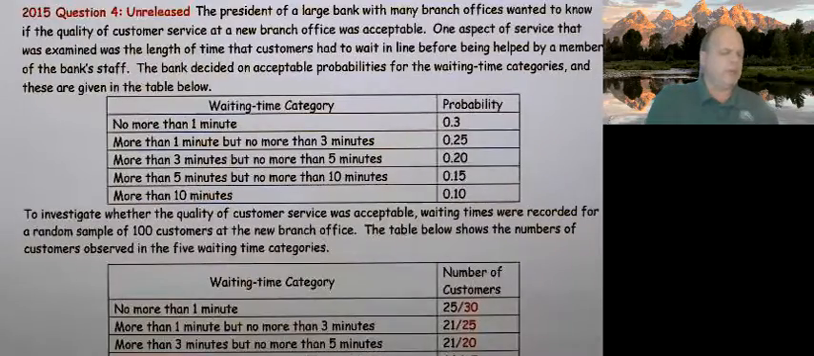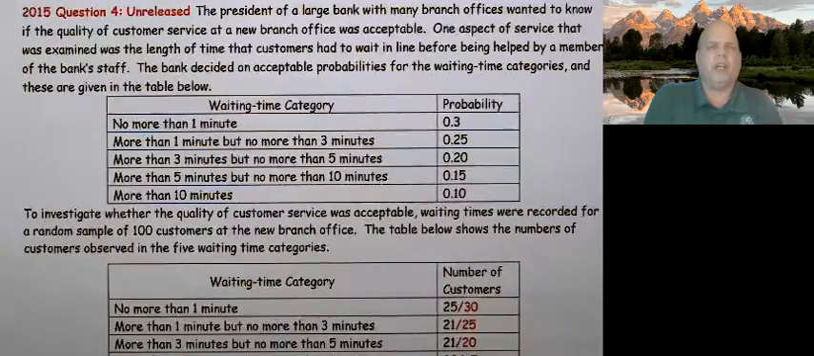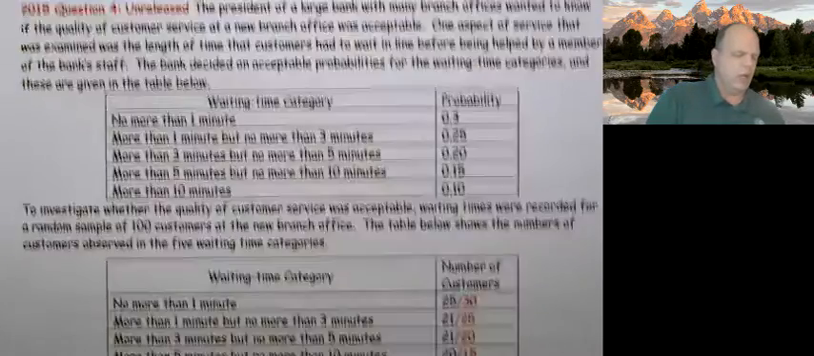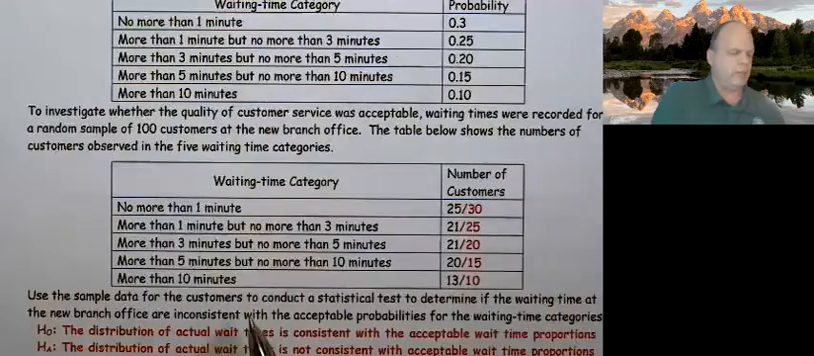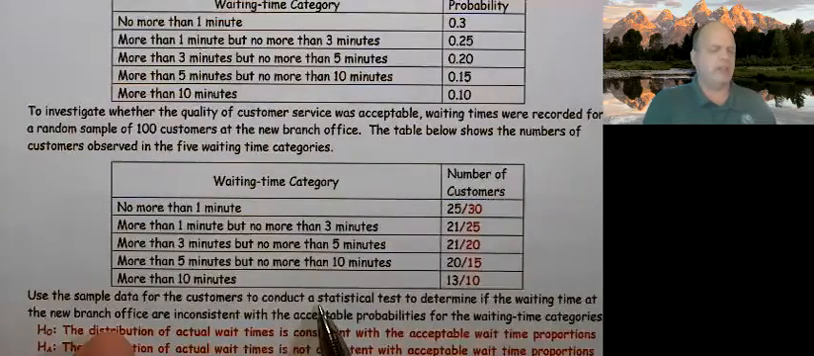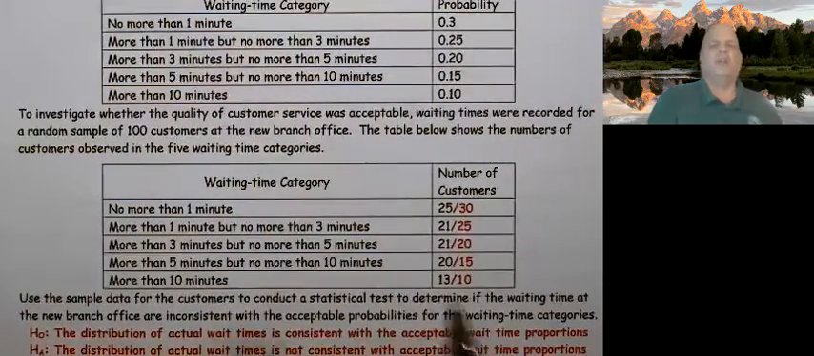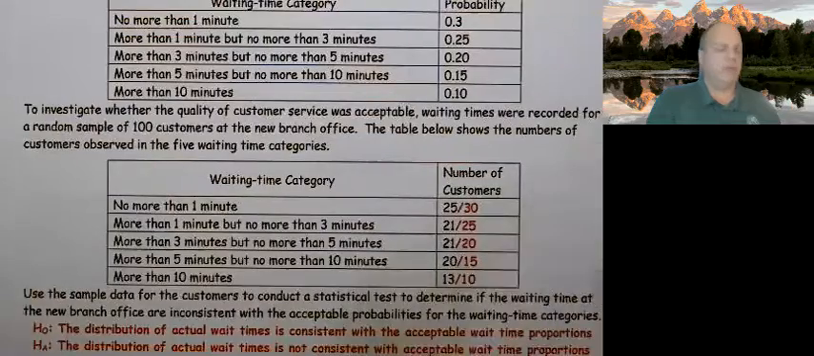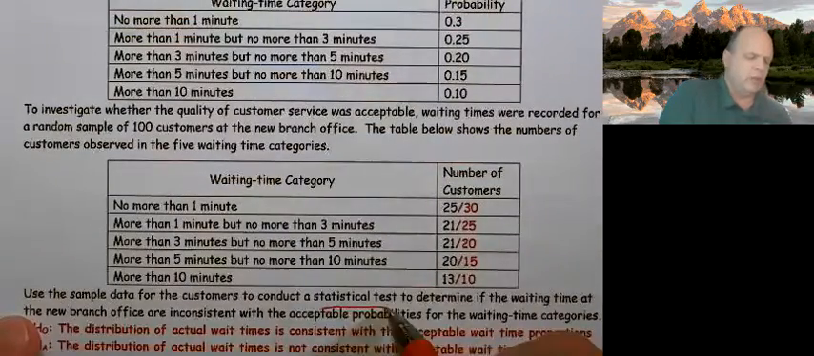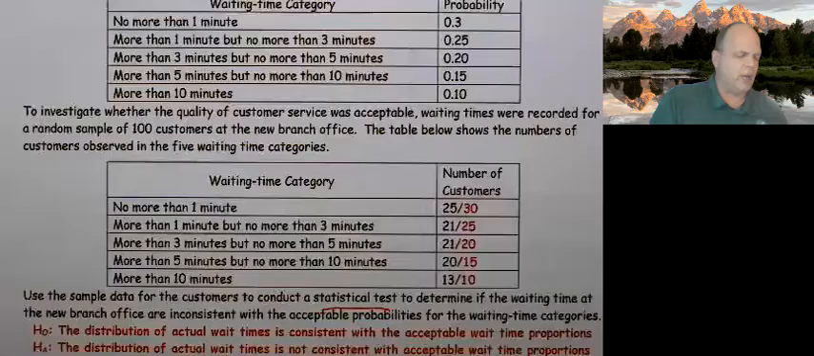Okay, so this is the second problem. Once again, I'm not going to read it. This is 2015 question 4. And when I see these tables, I'm going, you know what, multiple tables, this might be a chi-squared, but I'm not sure. And then I read on, it says, use the sample data for the customers to conduct a statistical test. So at least I know I'm not working with basic probabilities. It says the stat test, to determine whether the waiting times of the new branch are inconsistent with the acceptable probabilities for the waiting time categories.